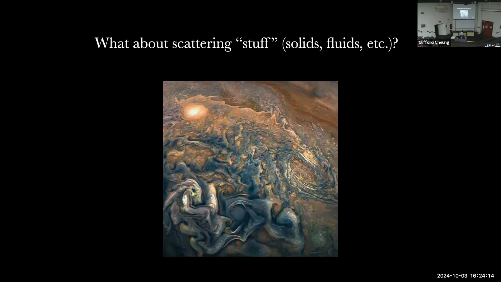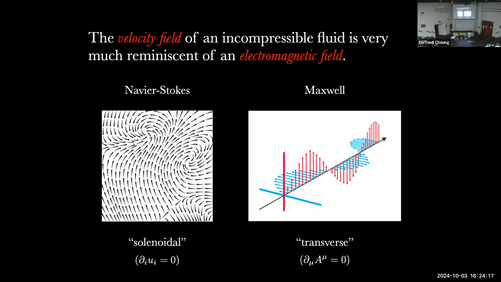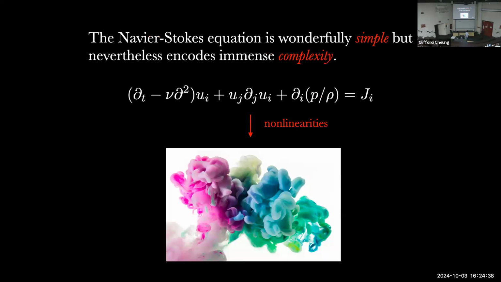You could ask about the scattering of stuff, like solids and fluids. Famously, the Navier-Stokes equation has a very nice structural similarity to Maxwell theory. We know this because the transverse condition for the photon field is very similar to a solenoidal condition you get from an incompressible fluid. So there's already, just at the level of math, some kind of similarity. Also, the Navier-Stokes equation itself is like Yang-Mills or QCD in the sense that it's nominally a very simple equation, but has emergent nonlinearities, which certainly in the turbulent regime are incredibly complicated. So it's a very complicated system in principle, but dictated by this simple equation.